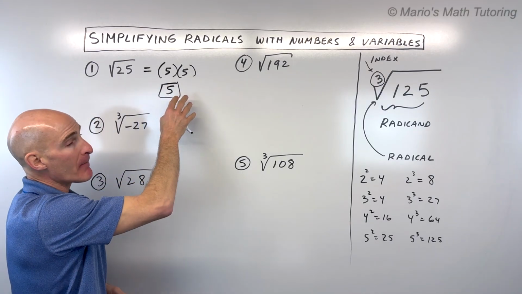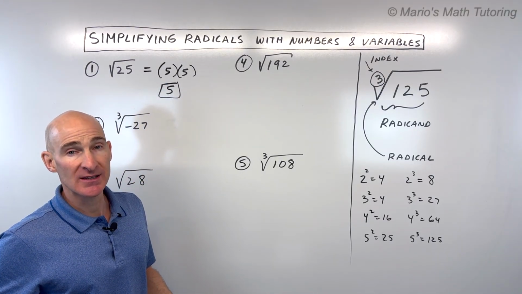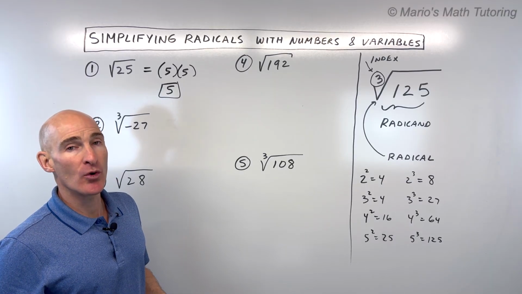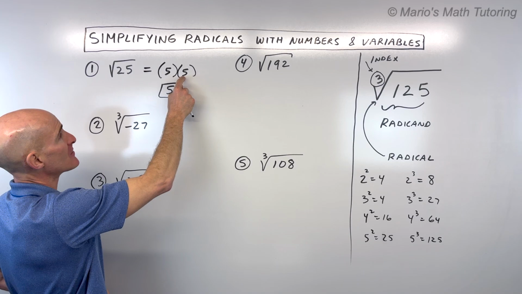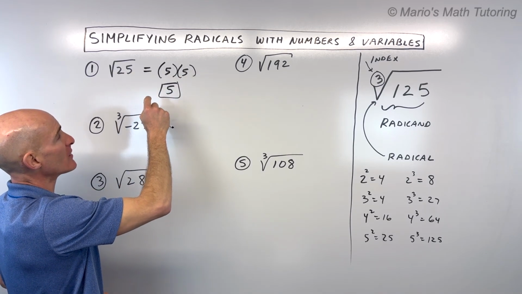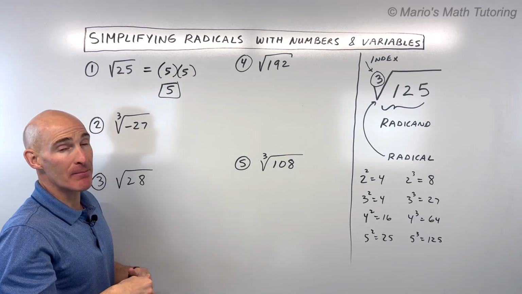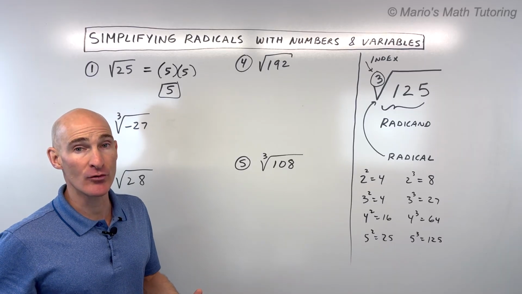When you take this square root, or the even root, it's going to yield a positive number. This is referred to as the principal root, and so it's always going to give you a positive answer. So here you could say that negative 5 times negative 5 is 25, but we're just going to give the positive answer when you're taking an even root.